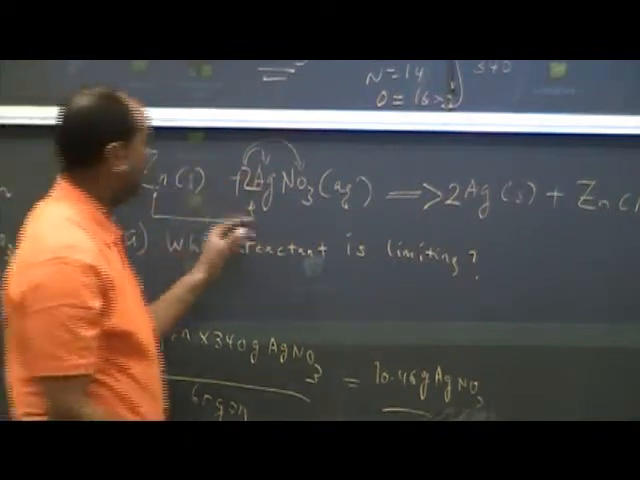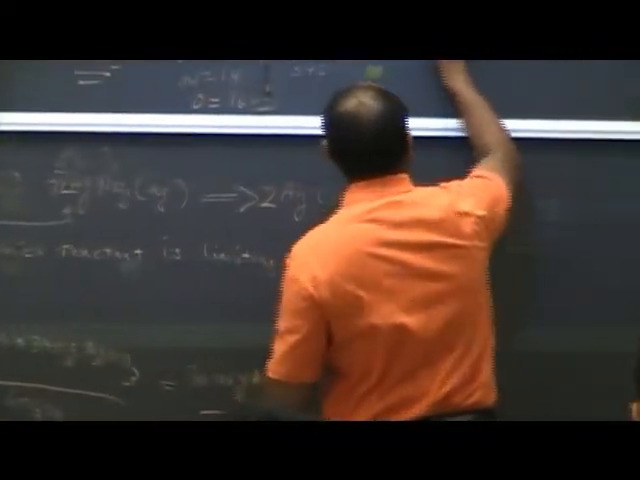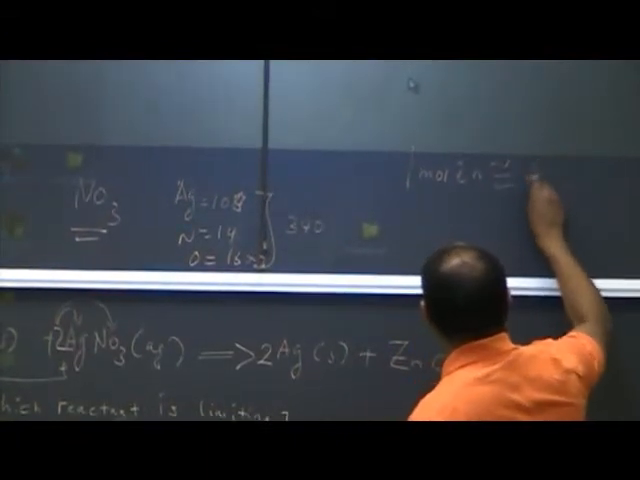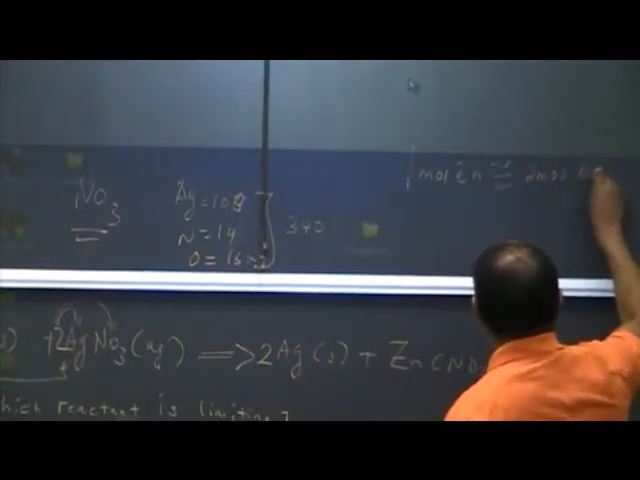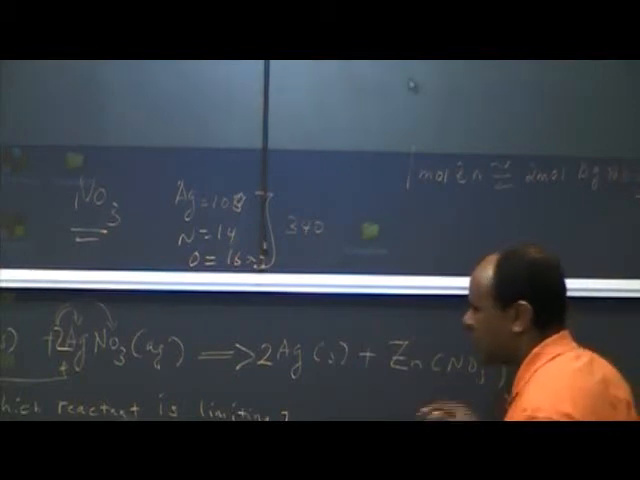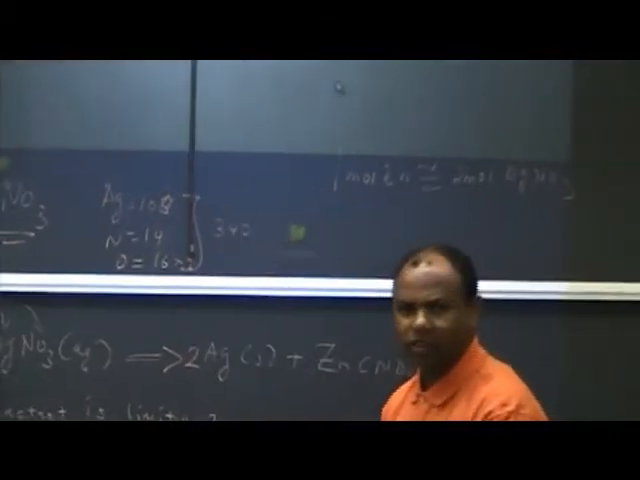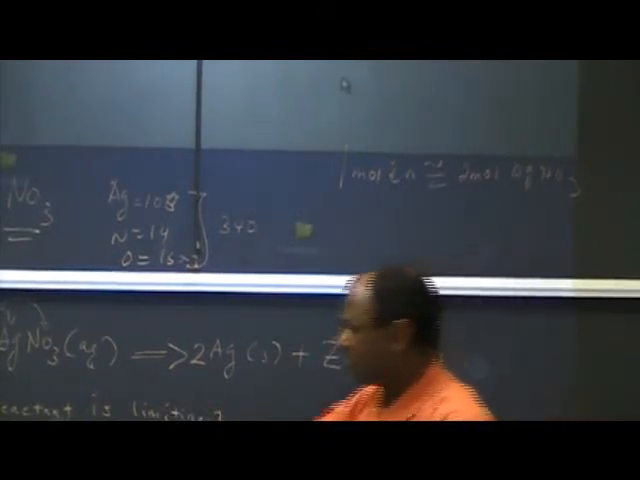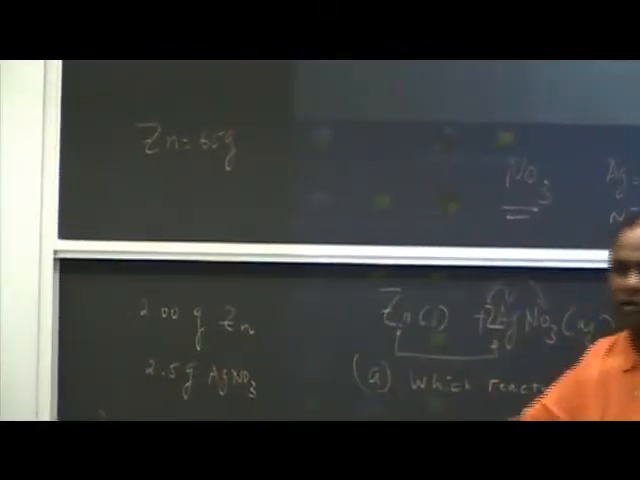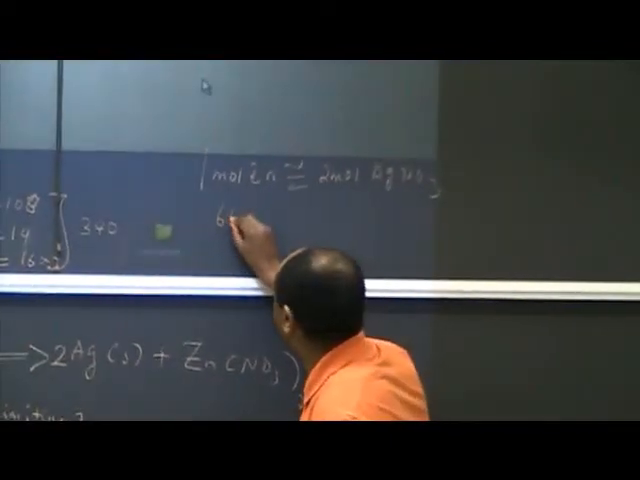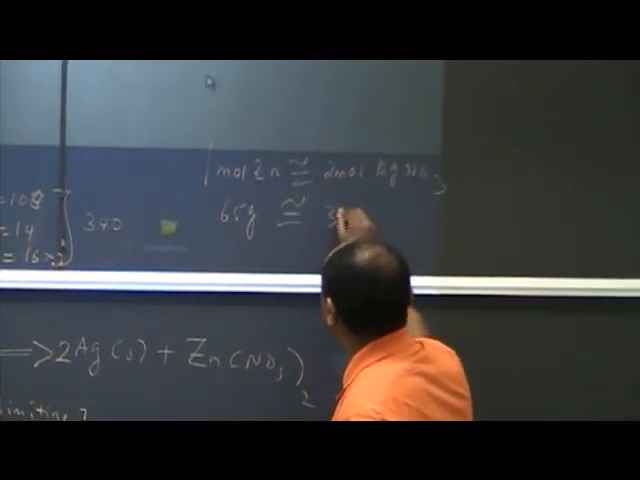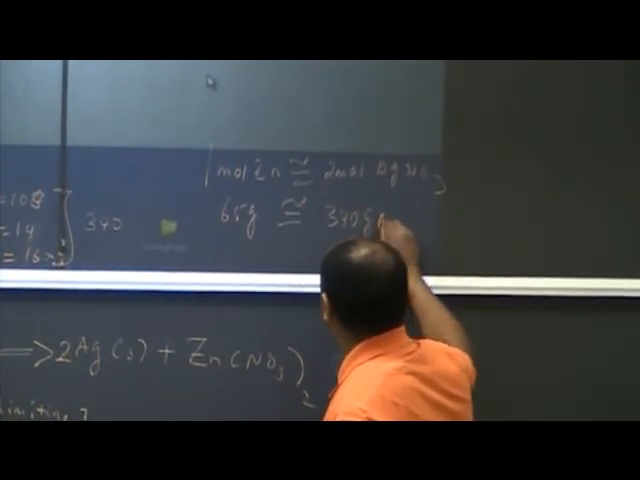The equation tells me that every 1 mole of zinc stoichiometrically equals 2 moles of silver nitrate. That is the significance of balancing the equation. Well, I don't want to deal with mole because these quantities are given in grams, so I have to change everything to grams. So 1 mole of zinc means 65 grams. 65 grams is stoichiometrically equal to 340 grams of silver nitrate.